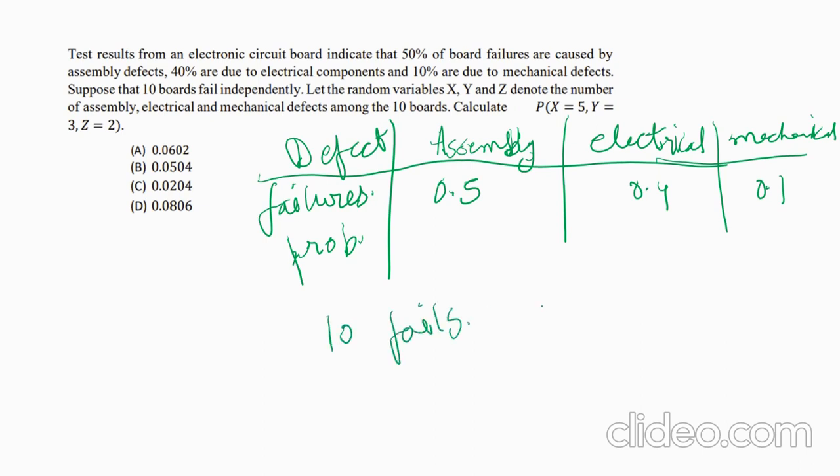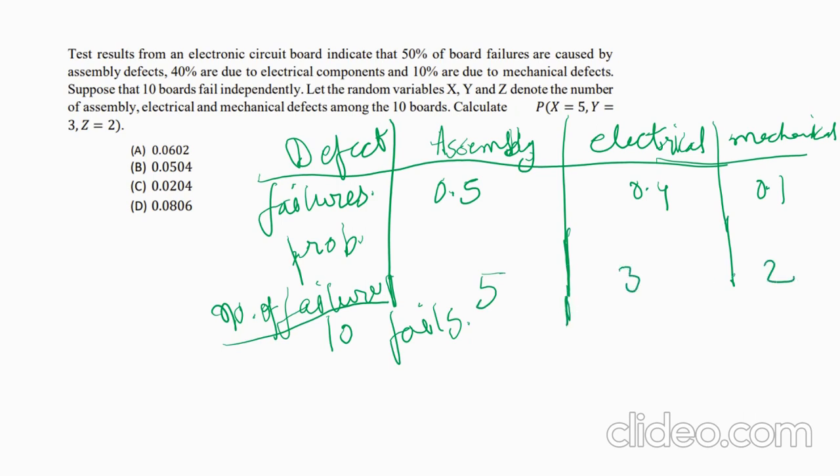Okay, and then we want to find the probability that 5, so let's just say the number of failures, total is 10. So 5 happen due to assembly, 3 happen due to electrical, and 2 happen due to a mechanical defect. So now what we can do is that we can simply write the formula 10 factorial by 5 factorial by 3 factorial by 2 factorial.